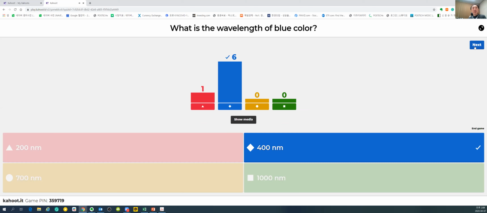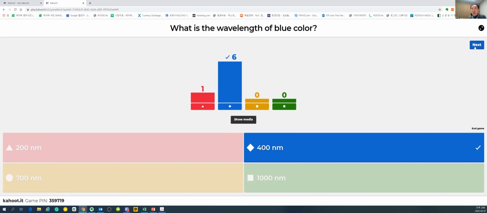Okay, good. One of you gave the answer as 200 nanometers. 200 nanometers is UV. It's much shorter than visible light. Actually, 400 nanometers is near violet. Blue color may start from 450, but approximately, let's say blue and violet are a similar color. So our visible light range is between 400 nanometers and 700 nanometers.